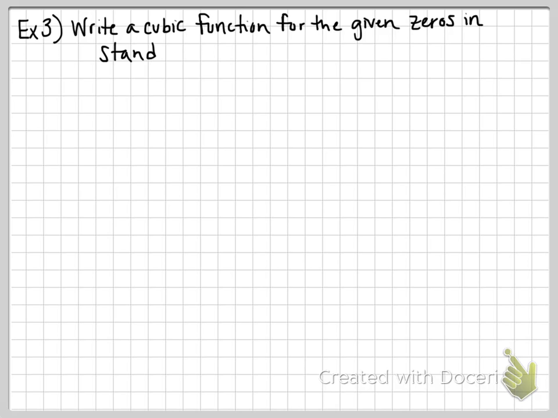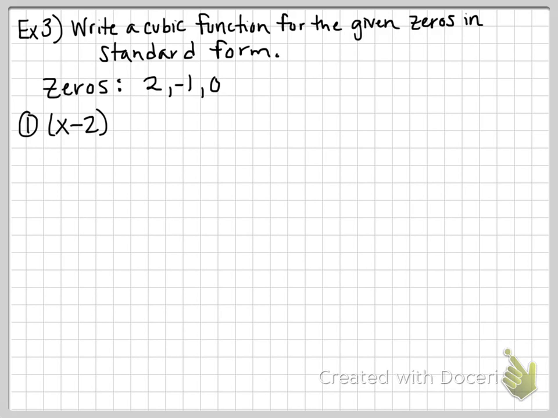Okay, last example for today is going to be write a cubic function for the given zeros in standard form. So here's our zeros. 2, negative 1, oh, I changed that. Let's get rid of that. We'll try this one. The zeros are 2, negative 1, and 1.